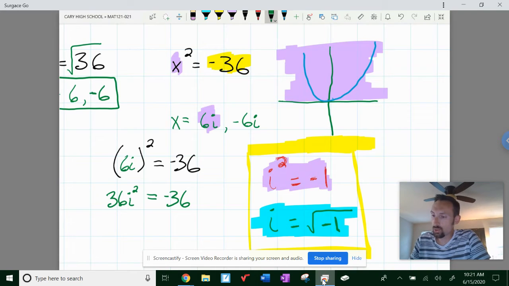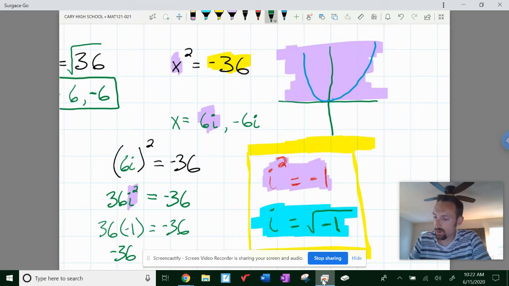And so i squared here is going to get replaced with negative 1. And so you can see how this is going to work. We're going to finish here with 36 times negative 1 is equal to negative 36. And so negative 36 is equal to negative 36.